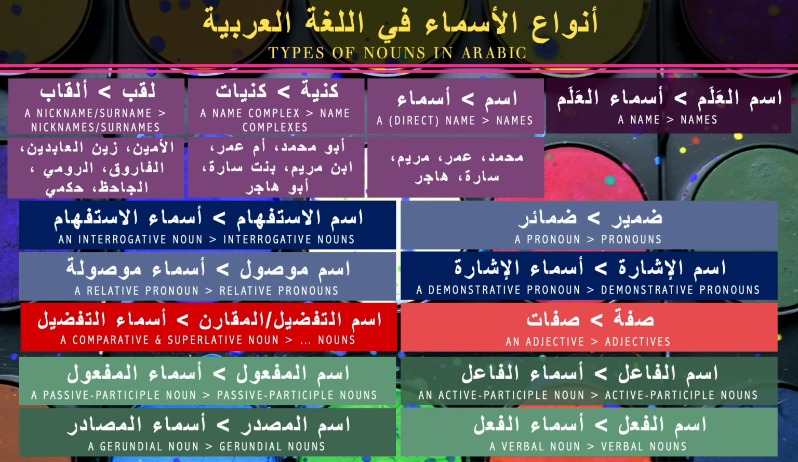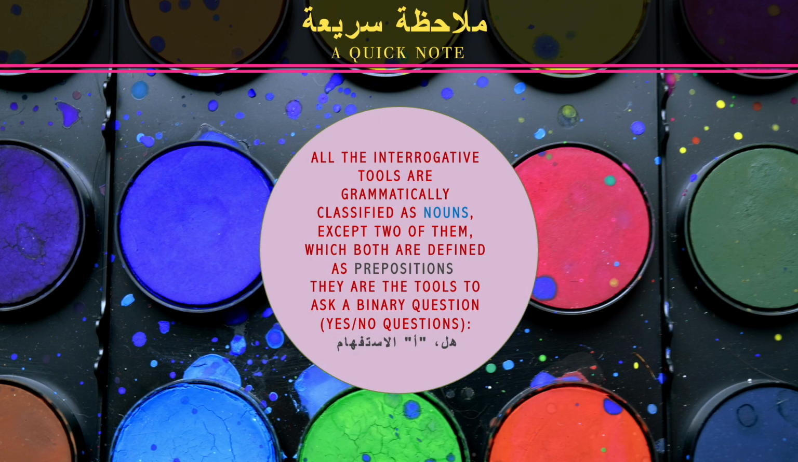So, let's go for a quick note, which is that the interrogative tools in Arabic are grammatically classified as nouns except two of them, which are the ones used for the yes and no question. هل and ألف الاستفهام or همزة الاستفهام. These are considered prepositions, interrogative prepositions. Yes, let's go to the next part.